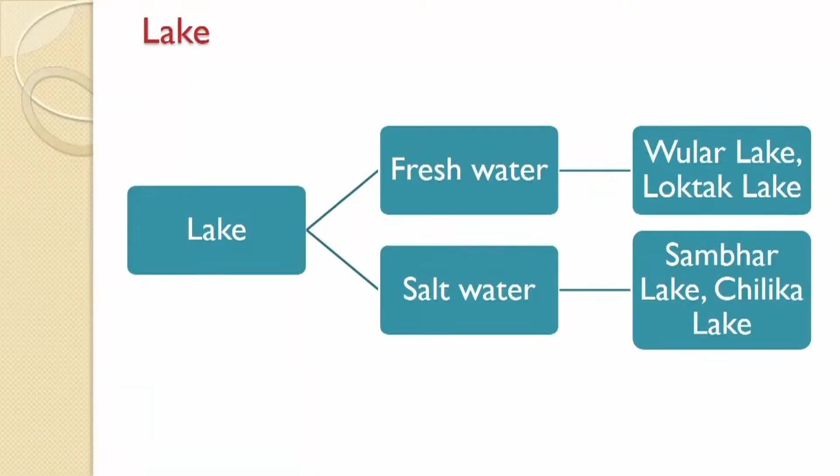Now coming to the lakes, they are of two types. One is freshwater lake, another one is saltwater lake. When we say freshwater lake, it is the Ular lake or Loktak lake. These are very common. While the saltwater lakes are the Sambhar lake as well as the Chilka lake, that are common and most prominent saltwater lakes.